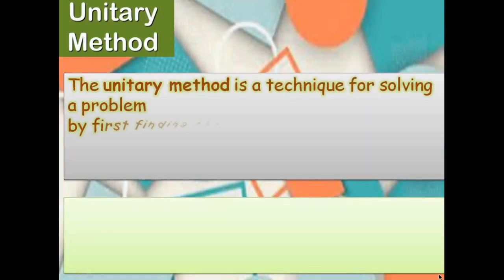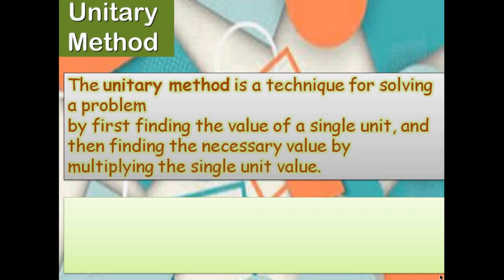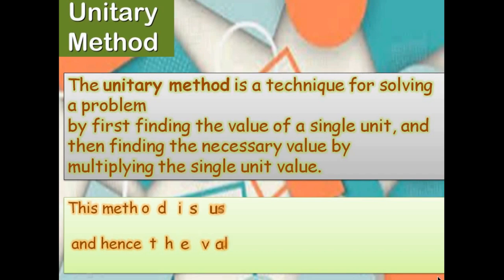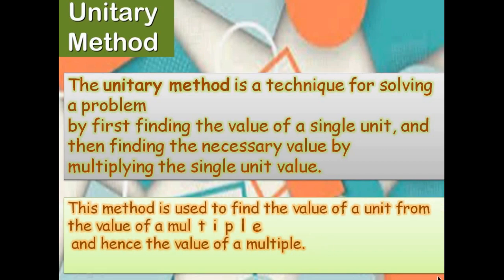Today, let's learn the unitary method. This is the method for solving a problem by first finding the value of a single unit and then finding the necessary value by multiplying the single unit value. This method is used to find the value of a unit from the value of a multiple and hence the value of a multiple. Let's see one example.